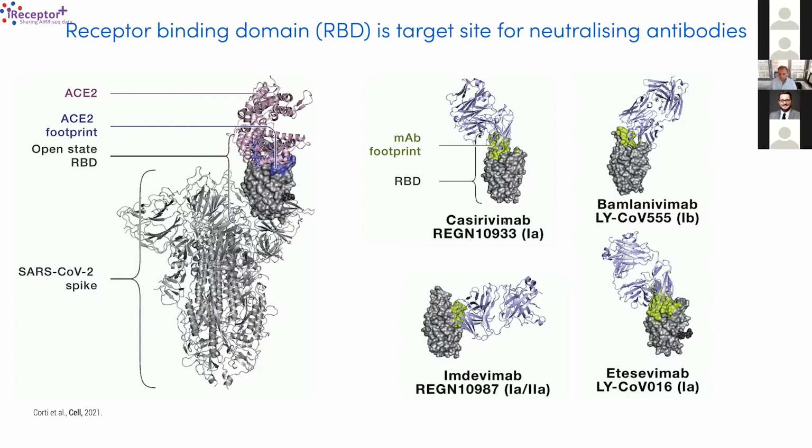So what's pictured here are 4 clinically approved, or at least clinically used, therapeutic antibodies. On the left side are 2 Regeneron antibodies, and on the right side are the 2 Eli Lilly antibodies. And you can see that they bind to different configurations and epitopes of the RBD, but essentially do engage this green part, which is where the ACE2 interface would be.